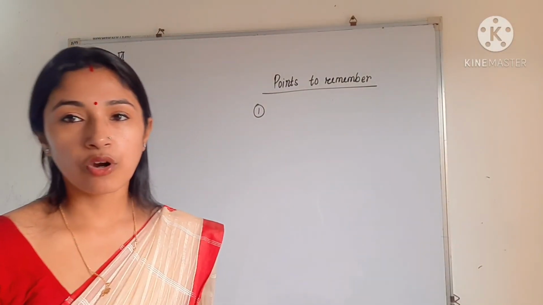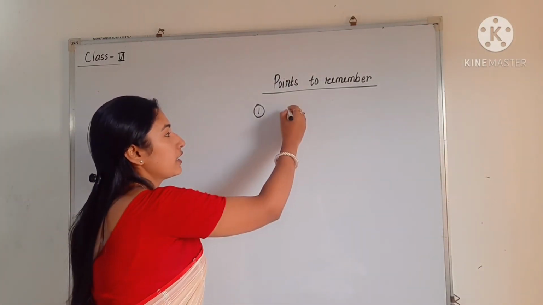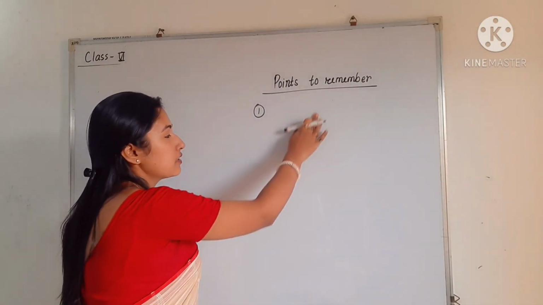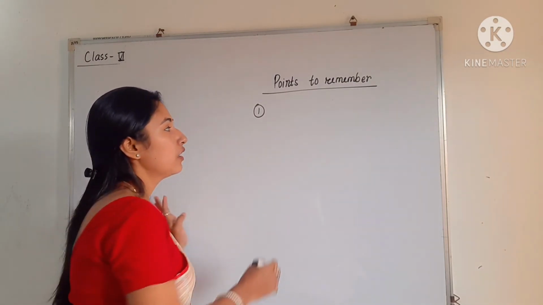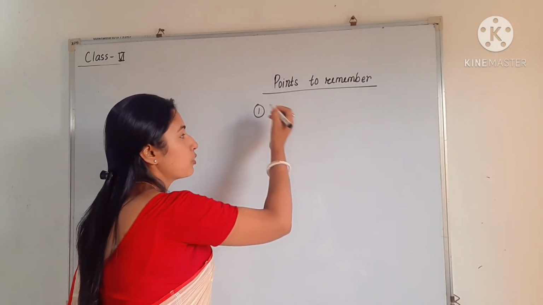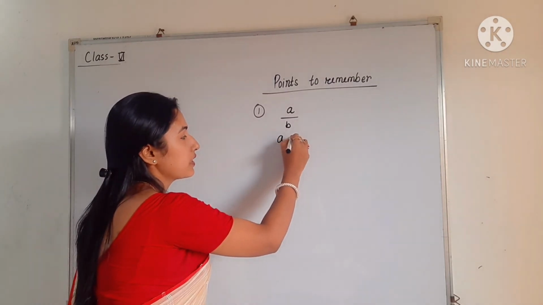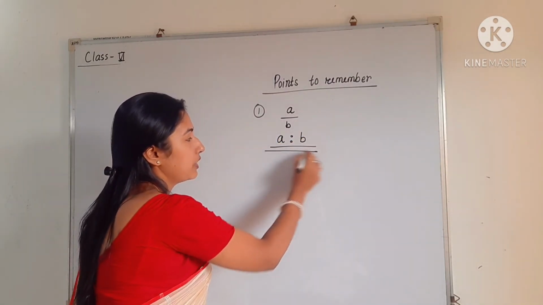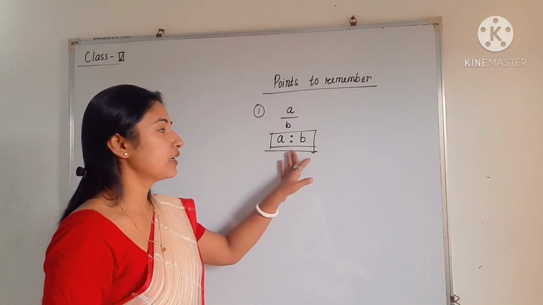So there are some points you have to remember about ratio. The first one is, if any ratio is first written in a fraction, suppose in fraction it is a by b, then in ratio you have to represent it as a is to b. Okay, remember it, you cannot write a by b. In ratio you have to represent it like this.